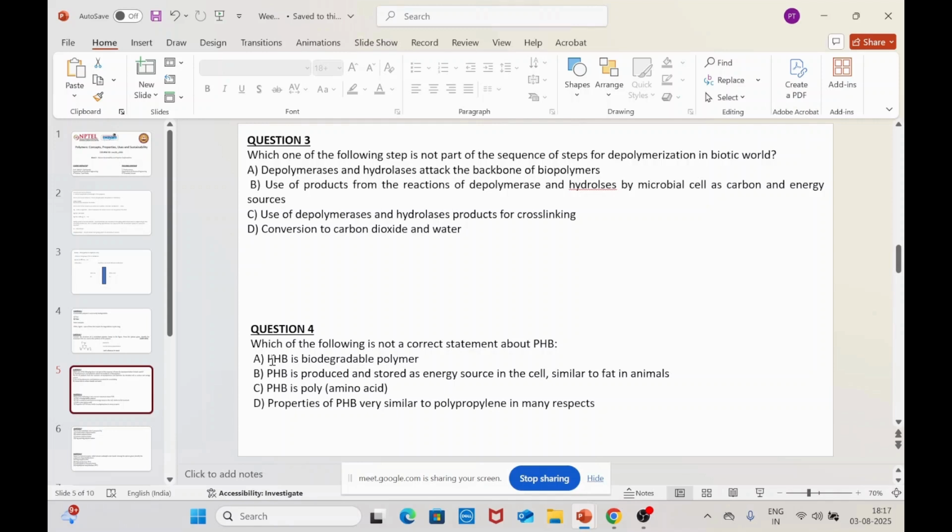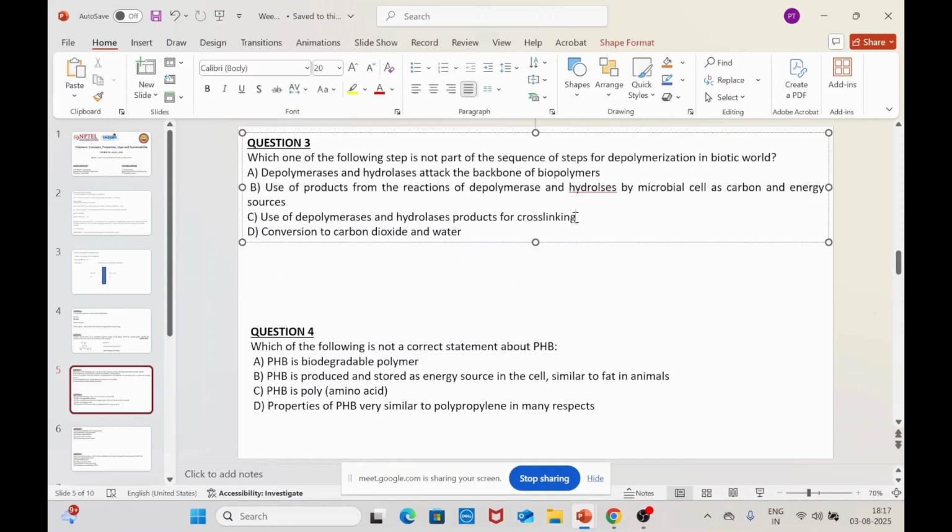Any? So yes, this is a straightforward question. So only C is not a part of the depolymerization process. And why is it so that C is not a part of this depolymerization process? Here it is written as it is helping in cross linking of the structure, which does not make sense. I mean, it goes against the definition of depolymerization.